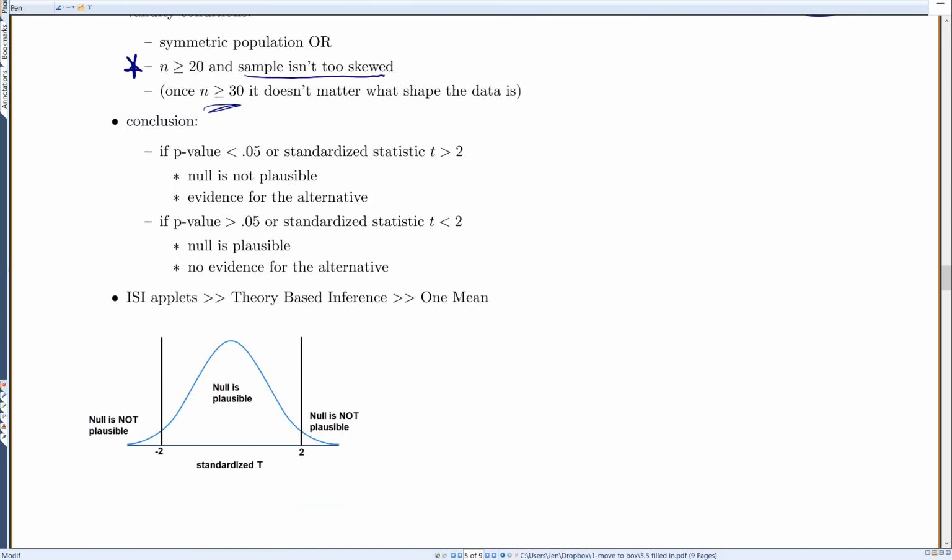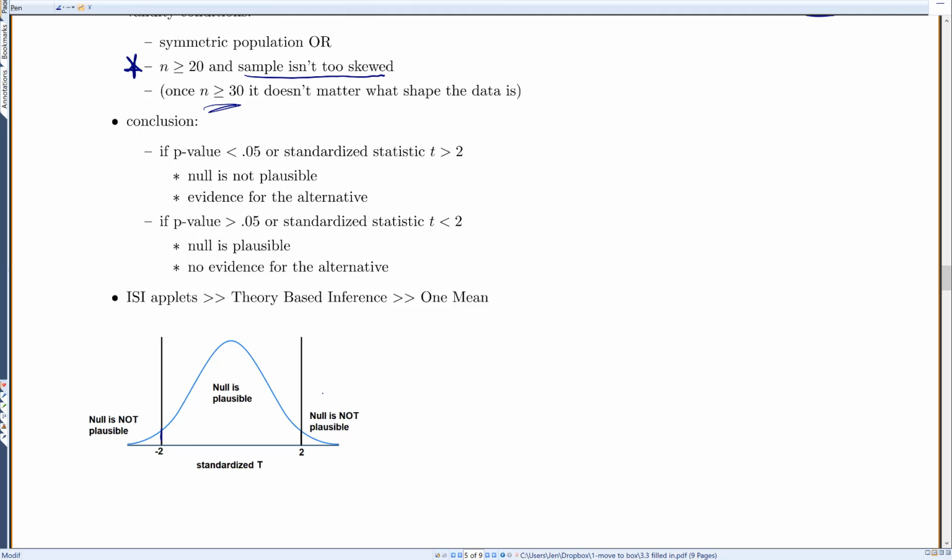So this is my standardized statistic t. If you're less than -2 or greater than +2, then your null is not plausible. That means you have evidence for the alternative. But if you have a t-value that's in the middle, then your null is plausible.